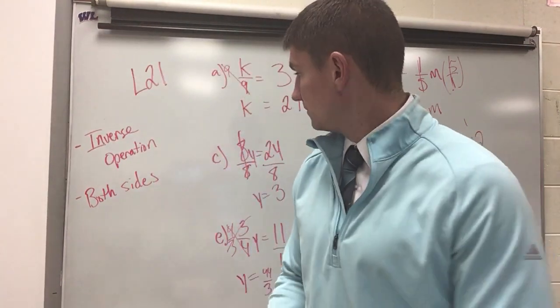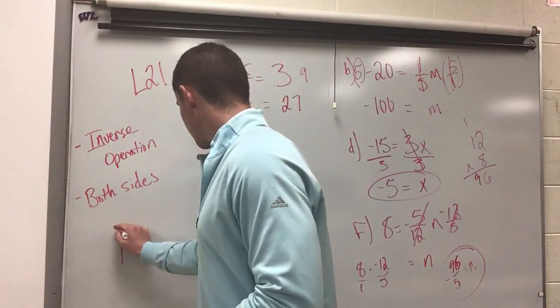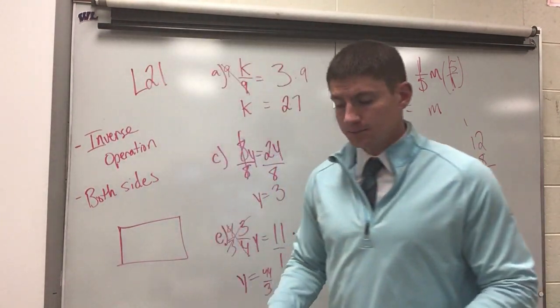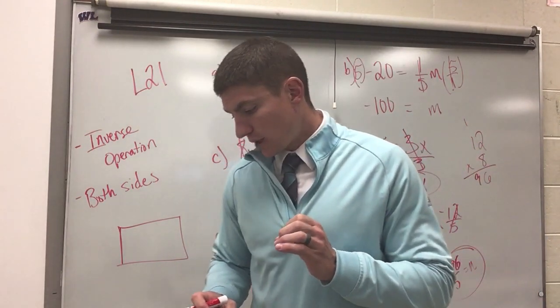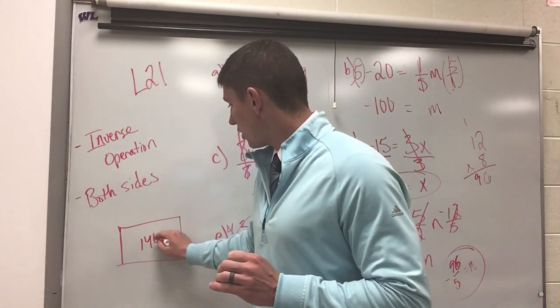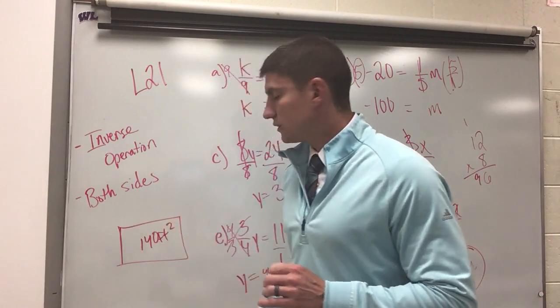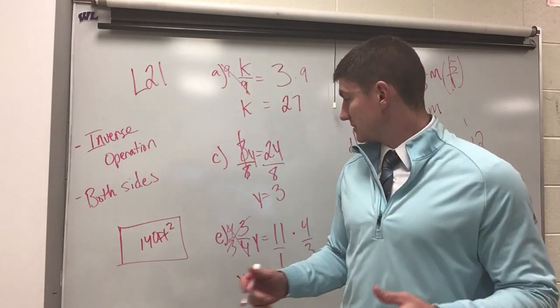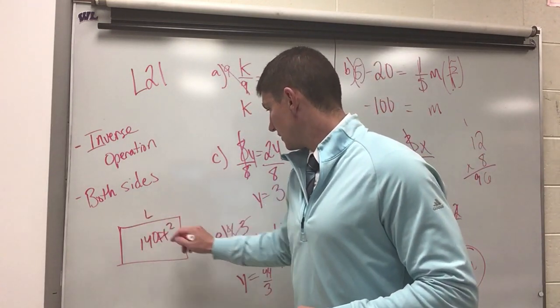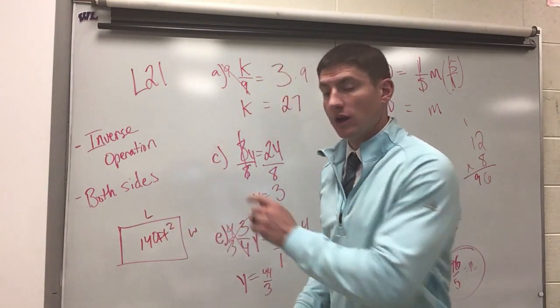Well, the pool, since it's a rectangle, let's draw that rectangle out so you can see our thinking. It says that the rectangular pool has an area of 140 feet squared. That means the length times the width. This would be the length and this would be the width. If you multiply those two, you get 140.